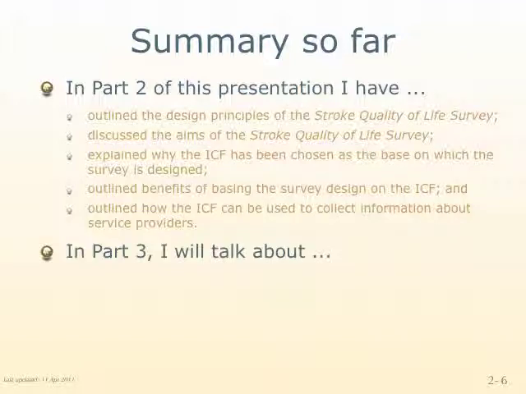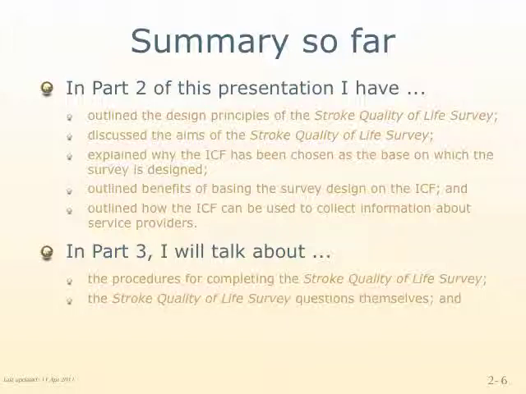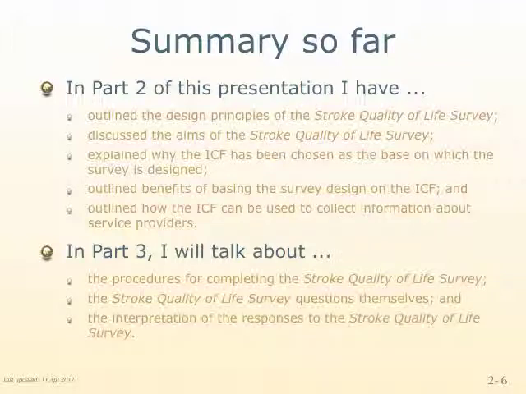In part 3 of this presentation, I will talk about the procedures for completing the Stroke Quality of Life Survey, the Stroke Quality of Life Survey questions themselves, and the interpretation of the responses to the Stroke Quality of Life Survey.